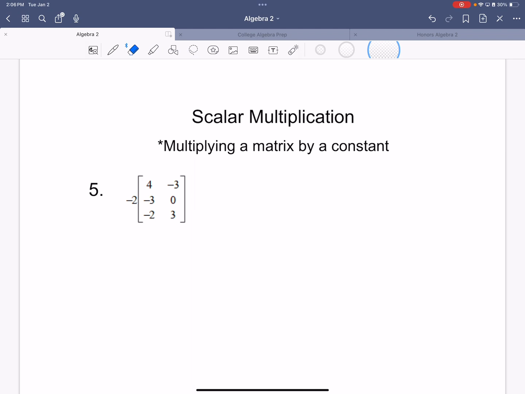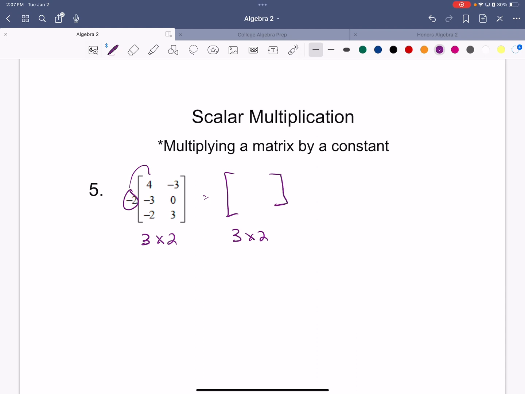What do you suppose I'm going to do with that negative 2 and the 4? I'm just going to multiply them. If it was 2, I would have 8. It doesn't change if it's negative. We just multiply. So when you do scalar multiplication, all you have to make sure that you do is that you multiply that scalar by everything. So my new matrix, it's going to be the same dimensions. This is 3 by 2. My new dimension is going to be 3 by 2.